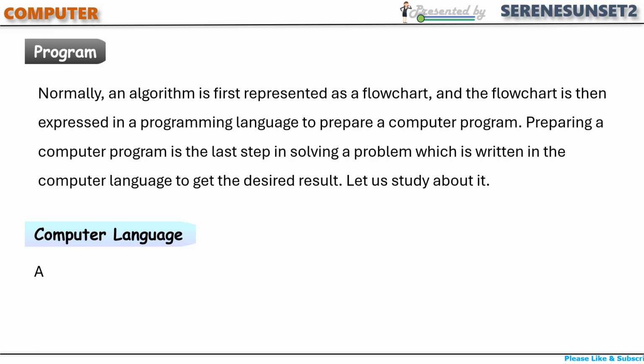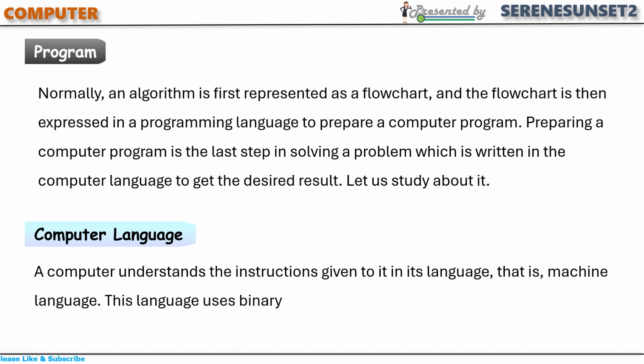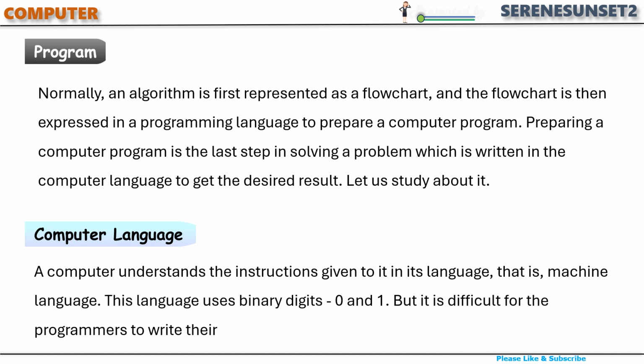Computer language. A computer understands the instructions given to it in its own language, that is machine language. This language uses binary digits 0 and 1, but it is difficult for programmers to write their programs directly in these digits.